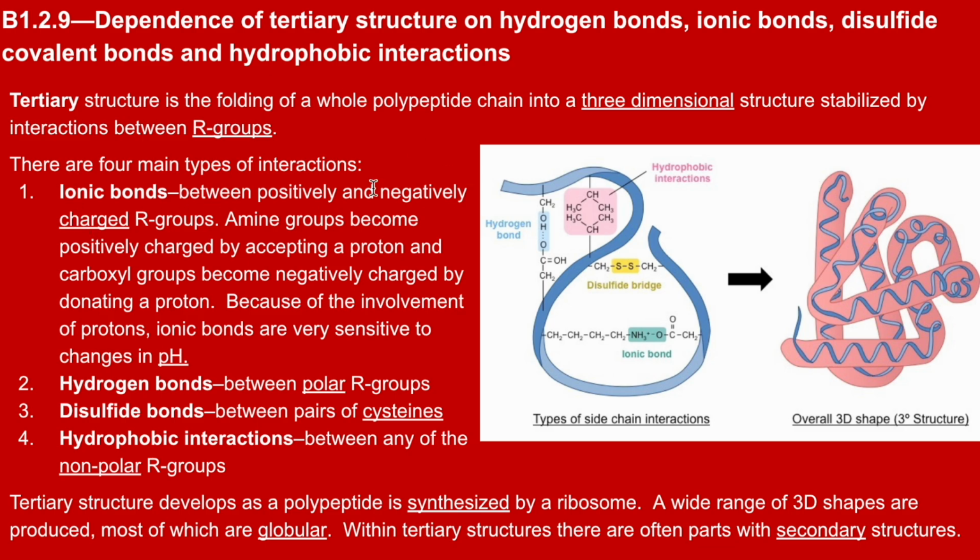Okay, ionic bonds can form between positively and negatively charged R groups. Hydrogen bonds can form between polar R groups. Disulfide bonds happen between pairs of cysteines, which contain sulfur. And then hydrophobic interactions can happen with any of the nonpolar R groups. They tend to try to fold towards the center away from the water in the cytoplasm where it's being made by a ribosome.